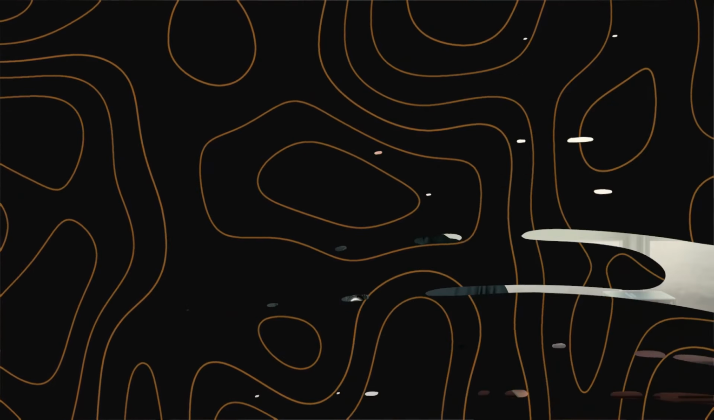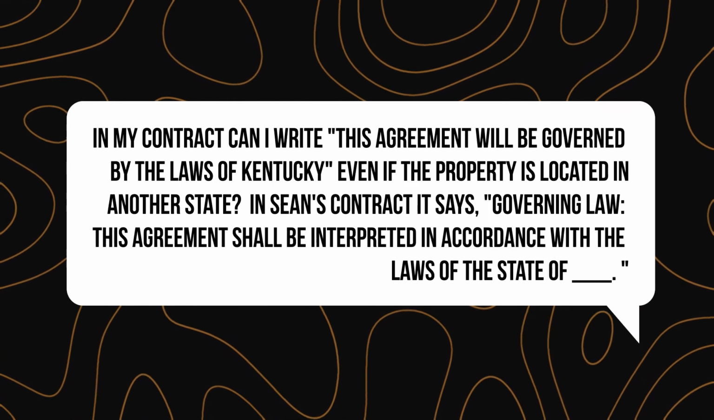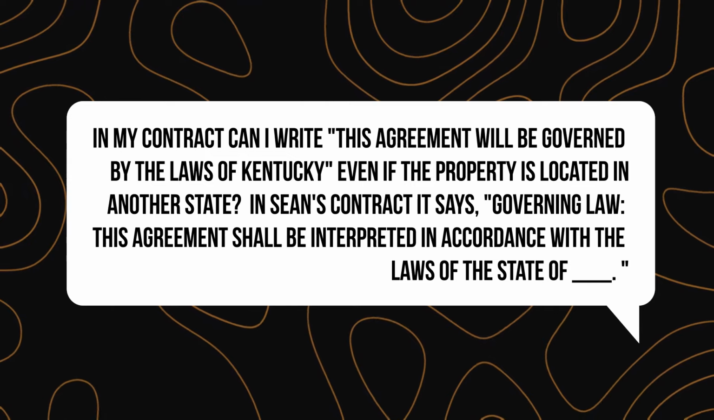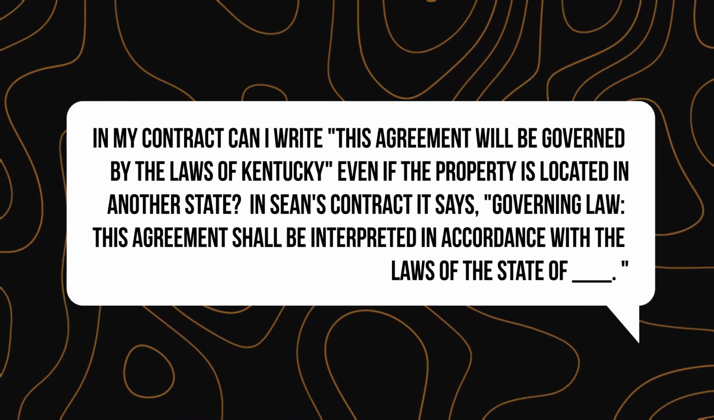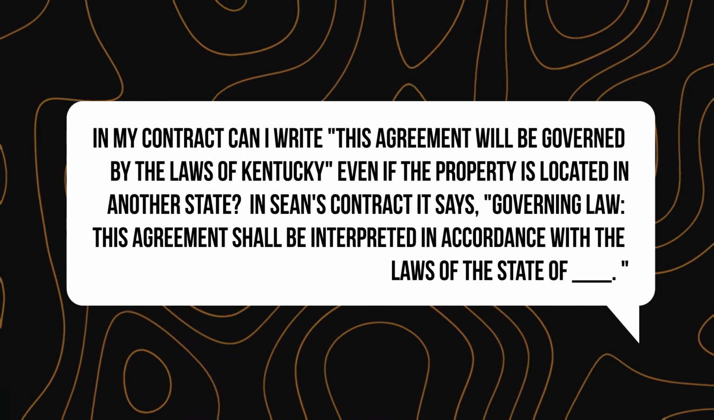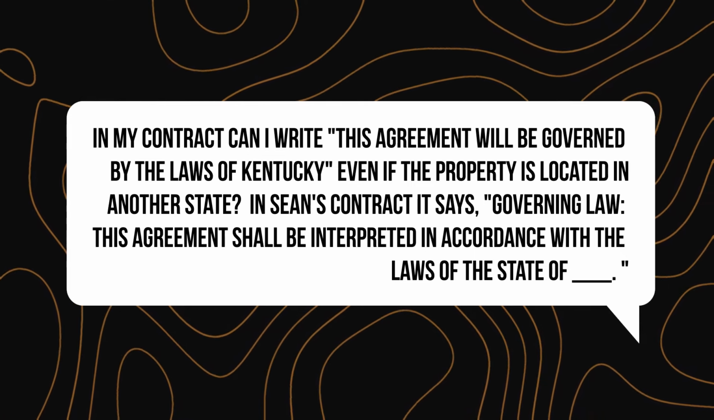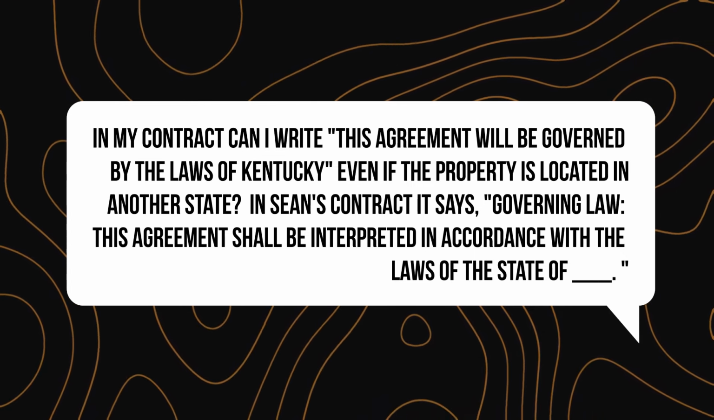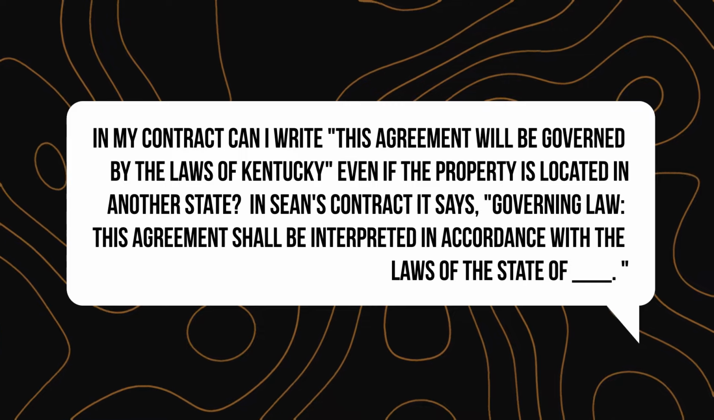All right. Next question. In my contract, I could write, "This agreement will be governed by the laws of Kentucky," even if the property is located in another state. In Sean's contract, it says, "Governing law: this agreement shall be interpreted in accordance with the laws of the state of whatever." That's a really good question.